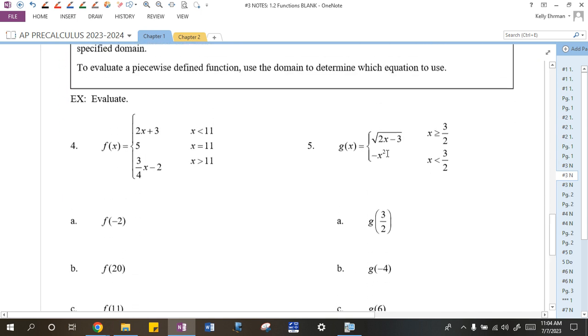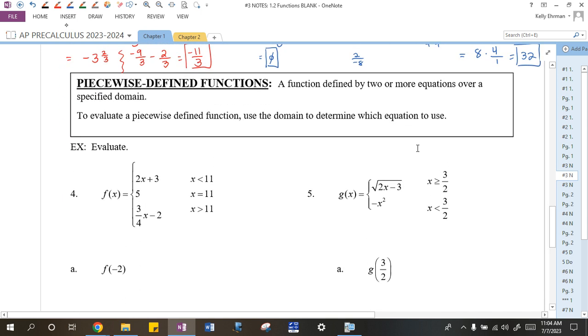And the last thing we're going to talk about today are piecewise defined functions. A function can be defined by more than just one equation. It can have 2 or more equations on a specified domain. If it's going to be a function, the domains can't overlap, meaning if you graph it, the pieces won't have any parts where they fail the vertical line test.